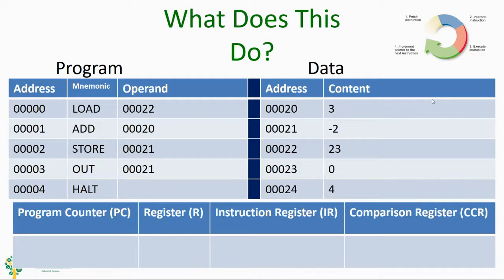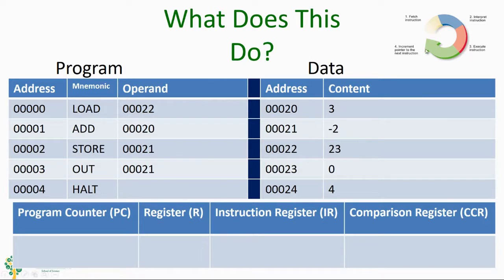All right, so we've been looking at this program that has 5 instructions: a load, an add, a store, an out, and then a halt. So let's look at what it does. We're going to be the computer. And the way we're going to do that is we're going to put our values into the program counter, a special register, the general register, register R, and the instruction register of the processor. Each processor also has a comparison register, which we'll talk about more in the next video.